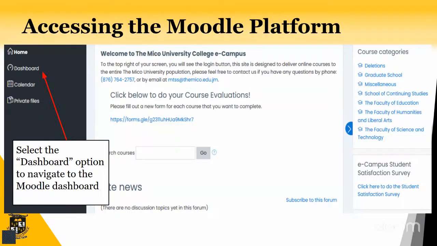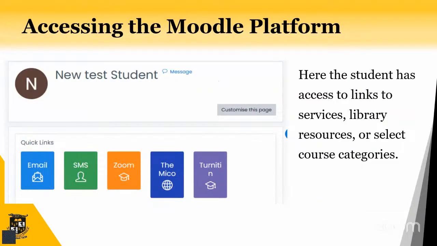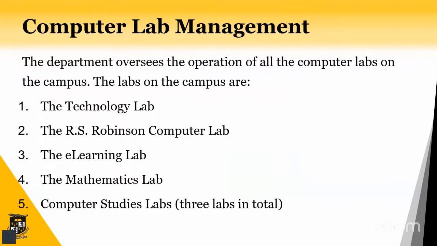You can access the dashboard to see other areas of the platform. You click on dashboard, and you see other areas like your email, SMS, Zoom, the Mico website, Turnitin. This is where the student can get access to library resources and other course categories. You can customize the page as well, change your name, background, and so on. But that's for another session.